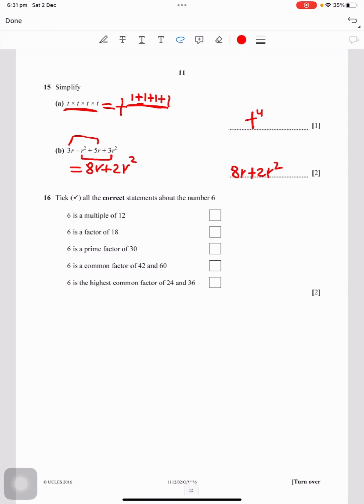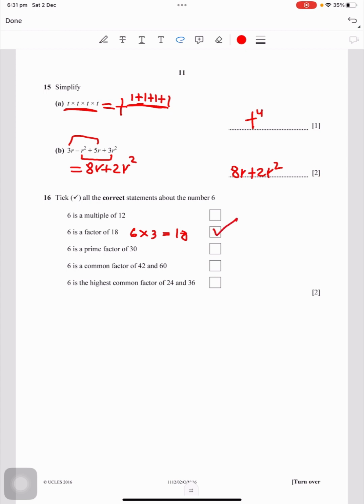Tick all the correct statements about the number 6. Okay, first one. 6 is a multiple of 12. Nope, that is wrong. It is not a multiple. Next. 6 is a factor of 18. Yes, it is a factor because 6 times 3 is equal to 18. So that is correct. You can tick it. Let me tick it a bit more nicely. There we go. Okay, next.